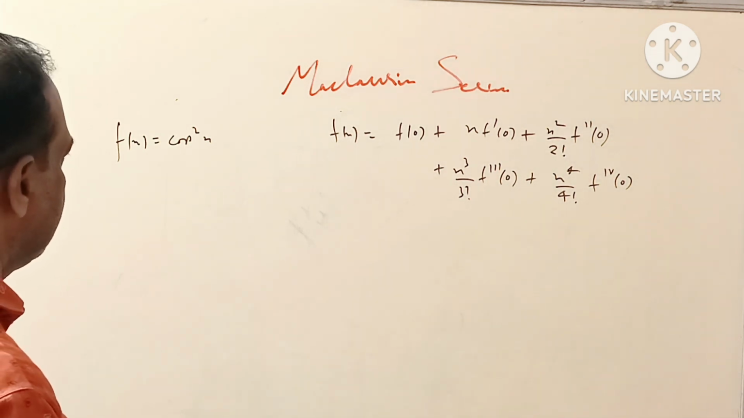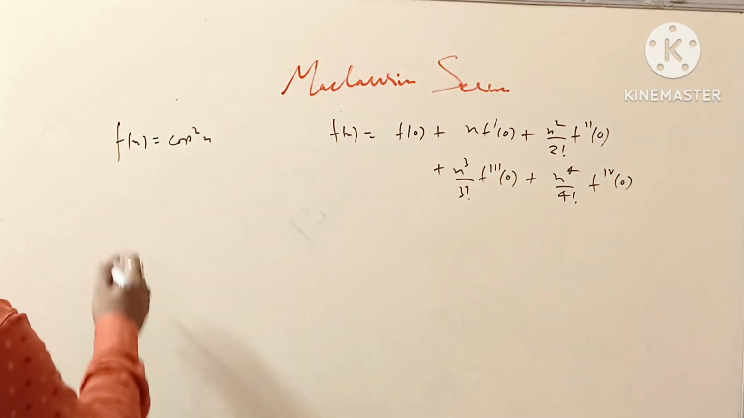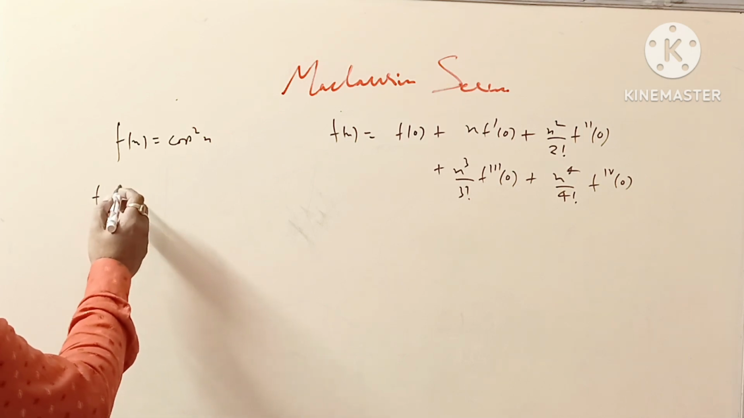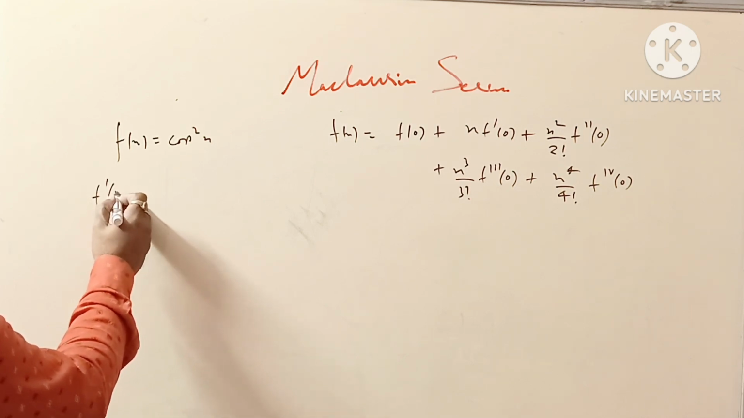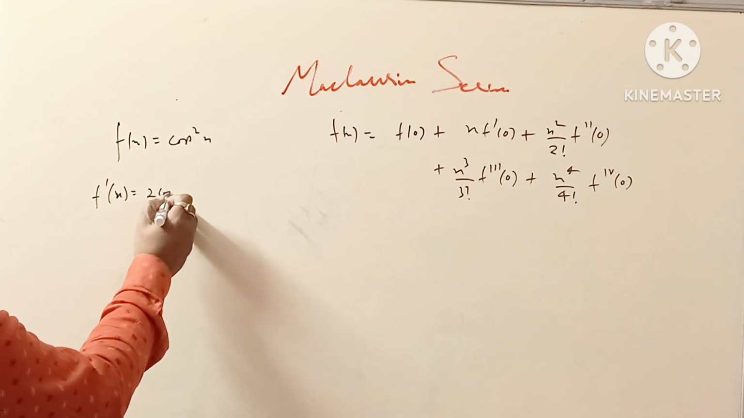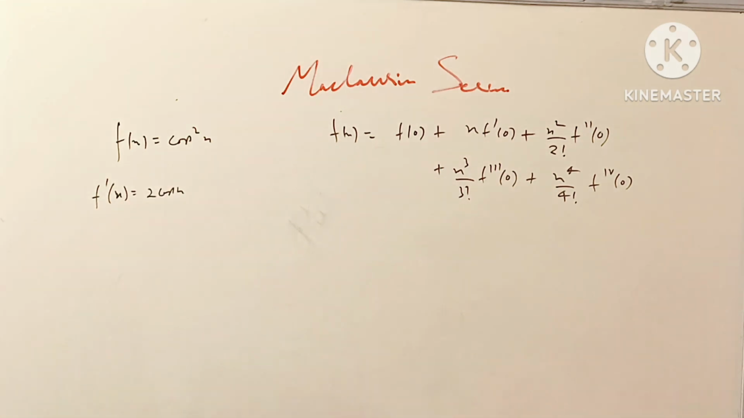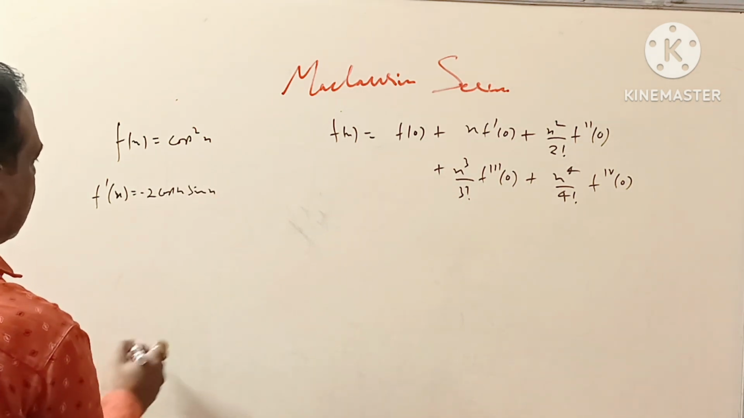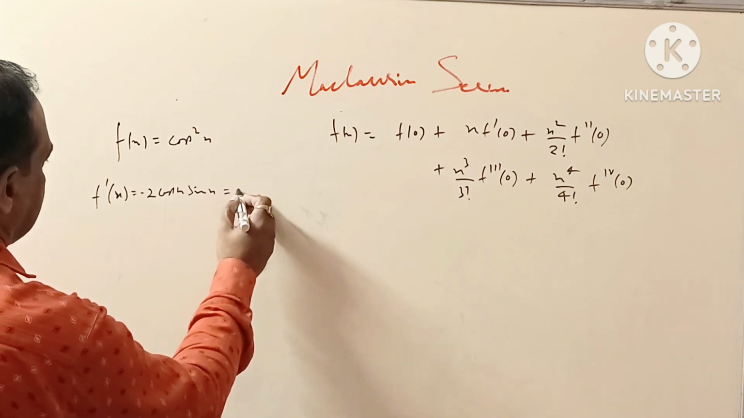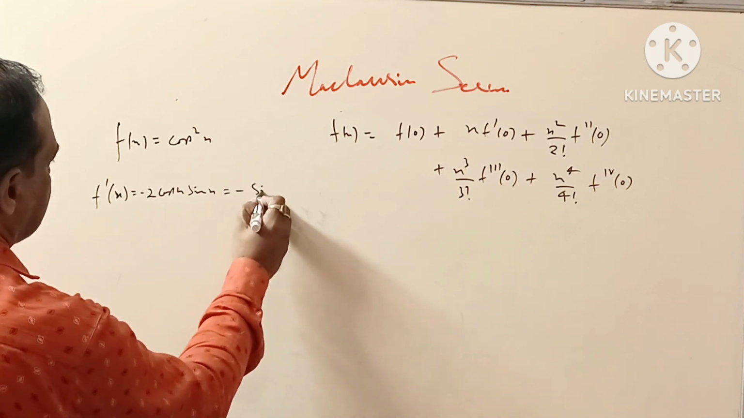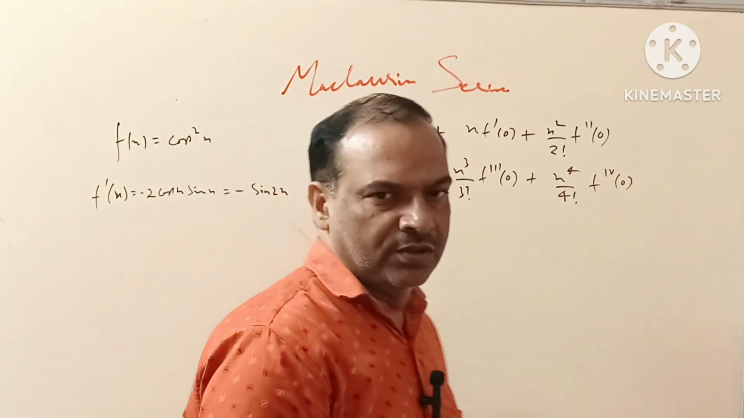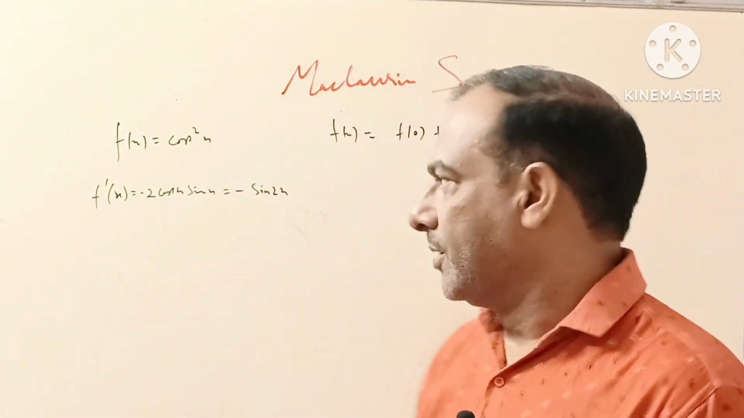Now here the question is f(x) equals cos square x. First I have to go with f'(x). Here f'(x) will become 2 cos x, and when you differentiate cos x it will give you minus sin x. The minus will come in the front, and it can be rewritten as minus sin 2x. So this is the first differentiation of cos square x.